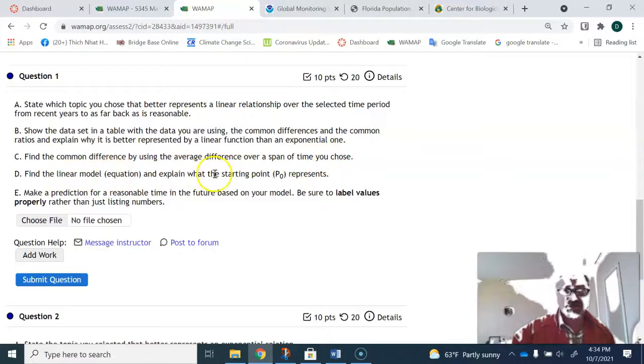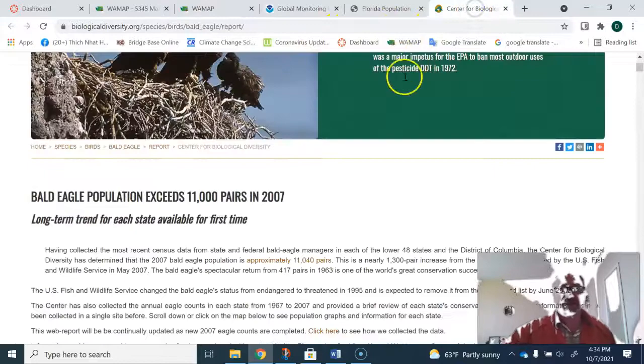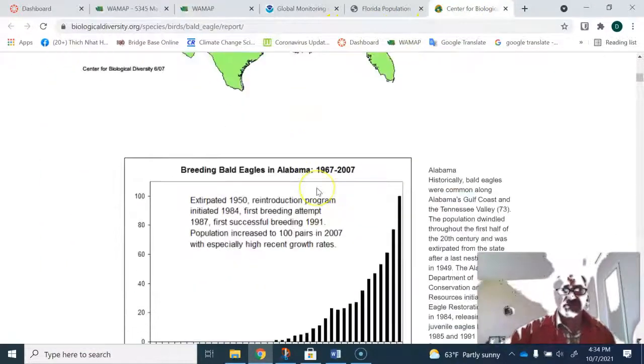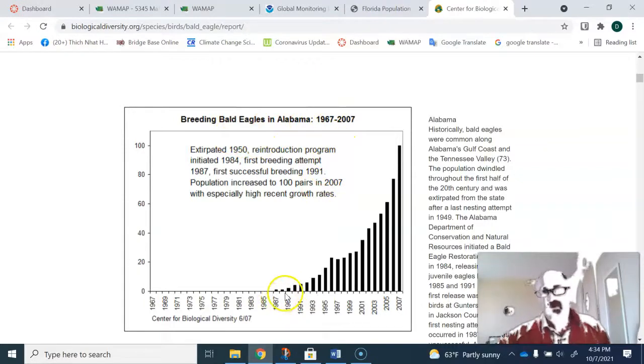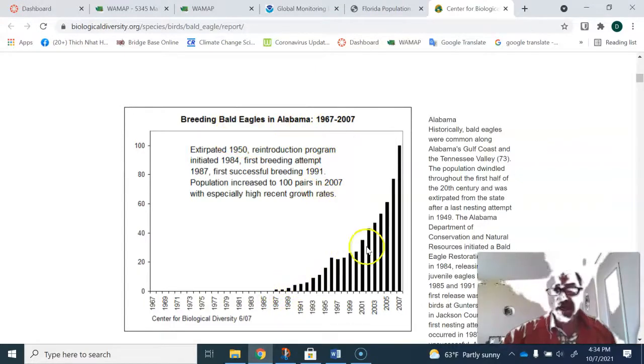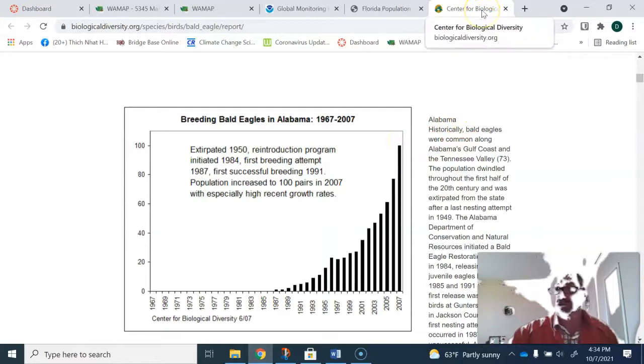Then we'll find the actual equation, and then we'll make a prediction. So all 5 of these things, we're going to do twice. If I just look at the bald eagles, this would not be a good one for linear. I'm not going to use this for linear because look how it starts curving up and getting steeper and steeper. That's more exponential. I'll come back to that for part 2.